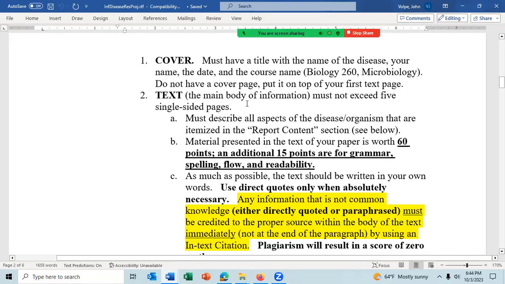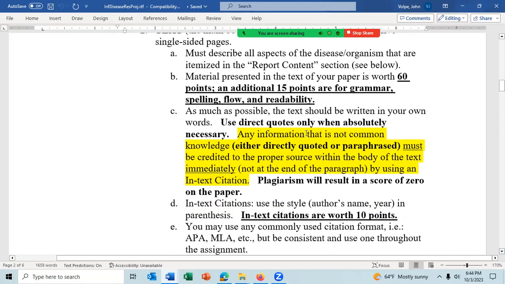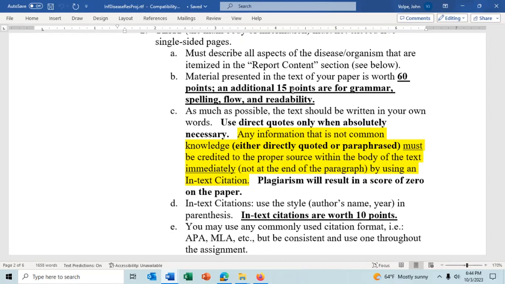Okay, the text. You then must have text discussing your disease. I'll talk about the report content later, but the text will be worth 60 points, and that's including an additional 15 points for grammar, spelling, flow, and readability. In your text, you should use your own words wherever possible.